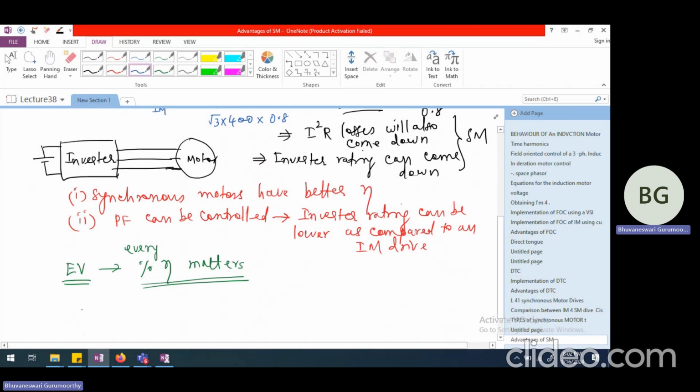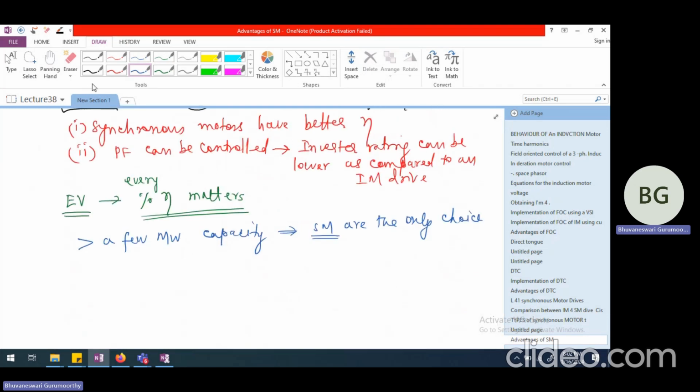Another major thing is wherever we are talking about greater than a few megawatt capacity. Induction motors generally work only until maybe 2 or 3 megawatt, not more than that. So if you have more than a few megawatt capacity, synchronous motors are the only choice. You don't have an induction machine beyond about 3 megawatt capacity, whereas synchronous machines can be built for 200 megawatt, 300 megawatt. We see generators of 500 megawatt, synchronous generators. So they can be built for extremely large capacity. That is not a problem at all. So that is another advantage of synchronous machines.